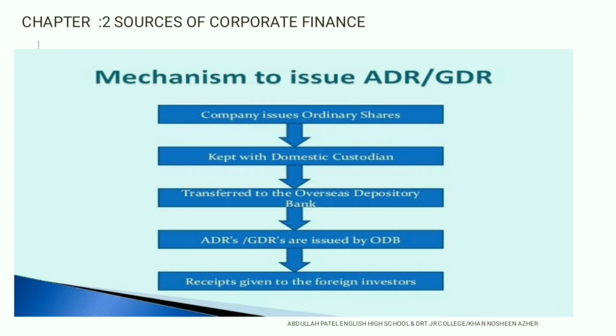Now after getting the information from the domestic custodian of the Indian companies, what will the overseas depository bank do? They will issue the ADR and GDR to the foreign investors who are interested in investing in Indian companies. After getting the receipt of the ADR and GDR, they will be considered owners of the company. They will be a part of the company.